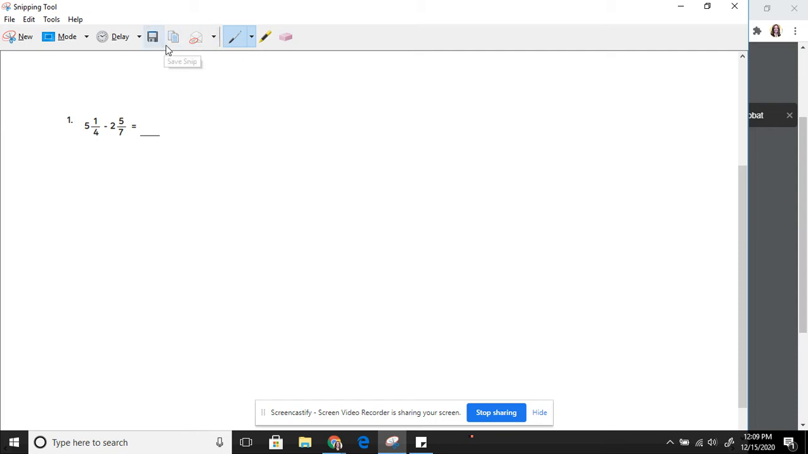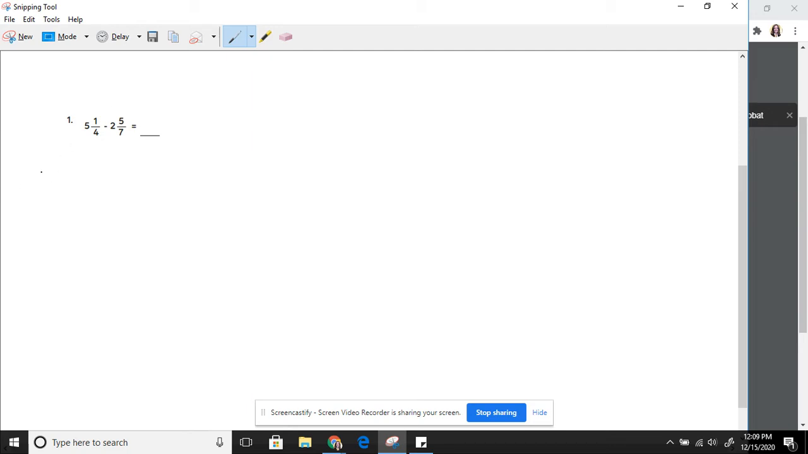subtract these mixed numbers. Now, to start, what you need to do is start with the biggest mixed number. In order to see which mixed number is bigger, you look at the whole numbers, 5 and 2. Well, 5 is bigger than 2, so we're starting with 5 and 1/4. In most cases, the first number in a subtraction problem is going to be your biggest, unless we're working with negative numbers, but we're not there yet.